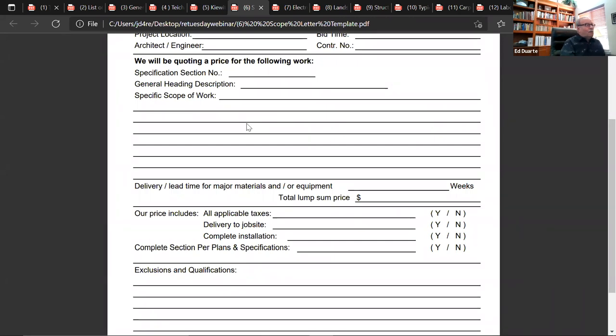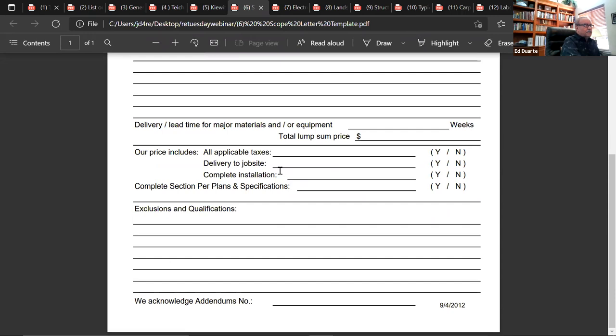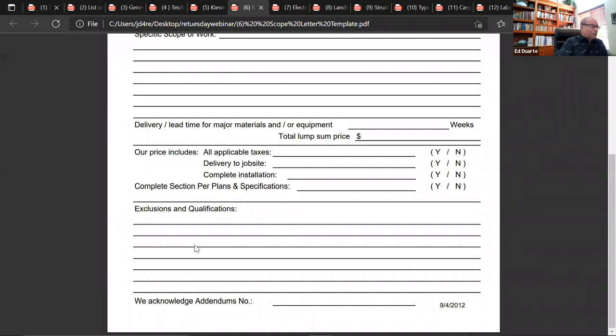And then you get to the meat of it. We will be quoting a price for the following work: spec section number, general heading description, the specific scope. Are there any issues that the prime should be made aware of on lead time? Maybe the generator is a 12-week lead time. Maybe the HVAC units are 9 months. Who knows? But with the supply chains being screwed up due to COVID, this becomes a big deal. Our price includes taxes, delivery, installed. And then down at the bottom, we have our exclusions and qualifications. Of course, you are allowed to exclude certain items. The items that you exclude need to be reasonable and applicable per your trade classification. I'll come back to that in a moment. Let's keep on going.